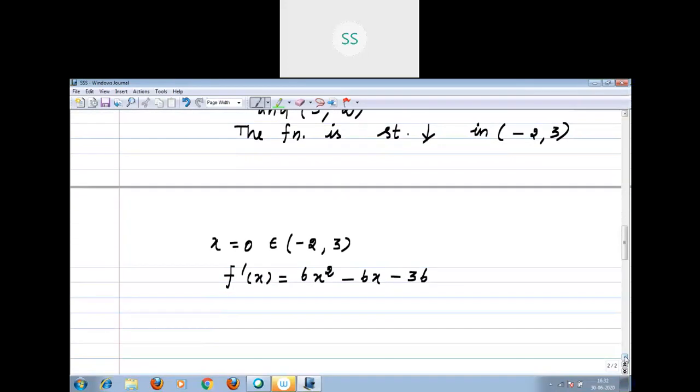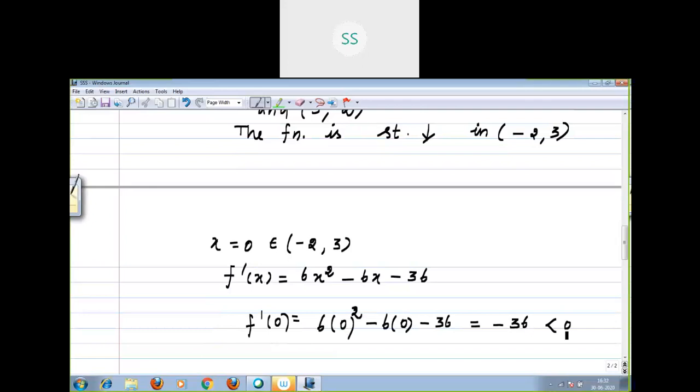Now you have to substitute in the place of x. You see, f dash of 0. You can assign any value between minus 2 and 3, fraction, decimal, whatever you like. Here I gave a simple example. 0 minus 6 into 0, minus 36. You arrive at the result minus 36, that is less than 0. So I conclude that in minus 2 to 3, the function is strictly decreasing.